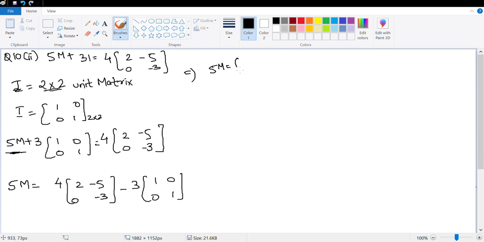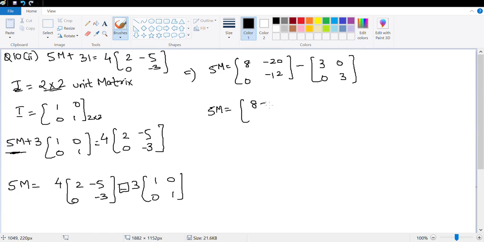So 5m will be equal to 4 into 2, 8, 4 into 0, 0, 4 into negative 5, negative 20, 4 into negative 3, negative 12, minus, like I said, I prefer to leave the negative sign outside. I just multiply the number. So 3 into 1, 3, 0, 0, 3 into 1, 3. This will become 5m is equal to 8 minus 3, negative 20 minus 0, 0 minus 0, negative 12 minus 3. This will be 8 minus 3 is 5, 0, this is 0, not 6, 0. This is negative 20 and this is negative 15.